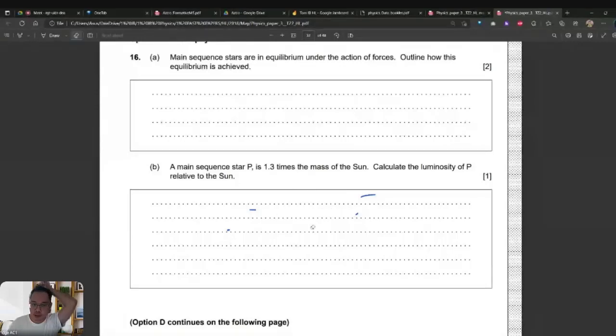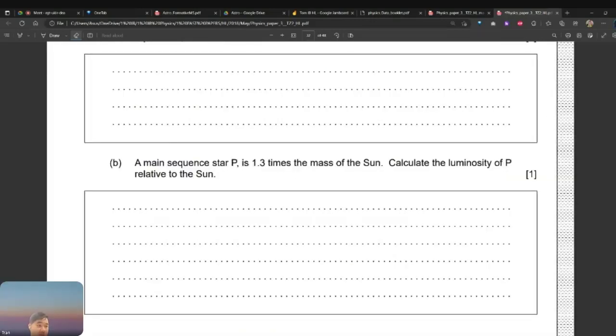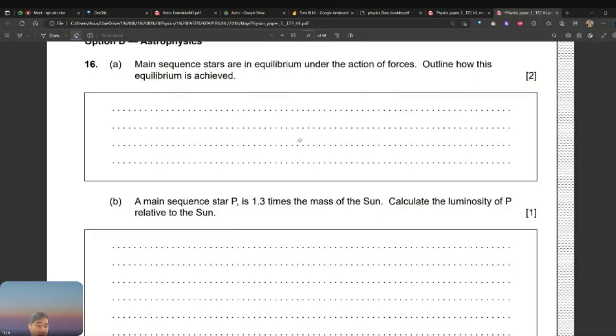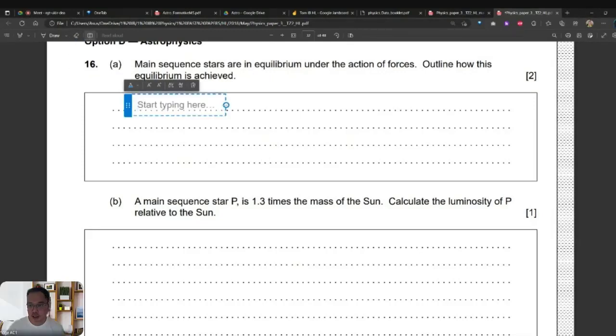Stars are in equilibrium under the action of forces. Outline how this equilibrium is achieved. Can you tell me? The reason for the balance, the equilibrium of a star maintaining its size like our sun right now without contracting, is that there's the gravitational force pushing the layers in, but there are the forces from the fusion reaction that push the core outwards. So those two forces balance each other. Yeah, exactly.